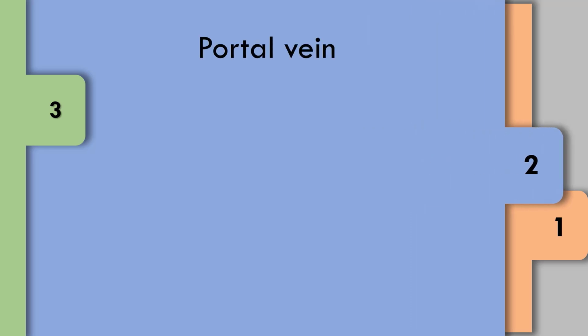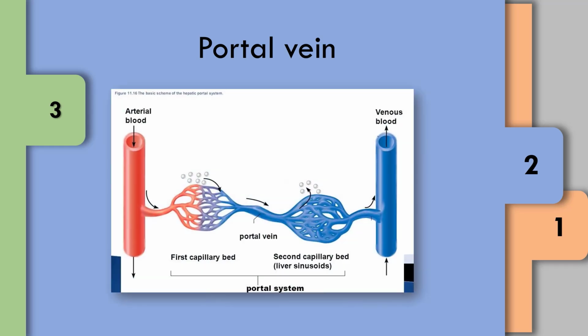The second point is portal vein. Usually veins begin at capillary beds. They coalesce to form larger and larger veins and finally move towards the heart. Portal vein is the one which connects two capillary beds. This is an arterial end. This is capillary bed. Instead of forming different veins here, this vein is connecting one more capillary bed. Primary and secondary capillary beds are connected by an intermediate vein. This is called portal vein.